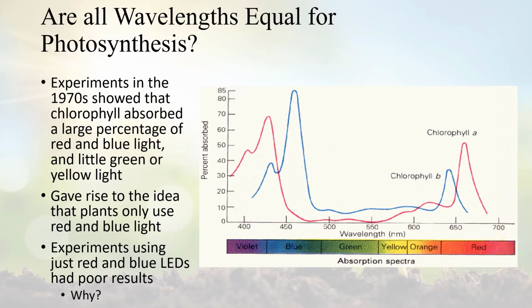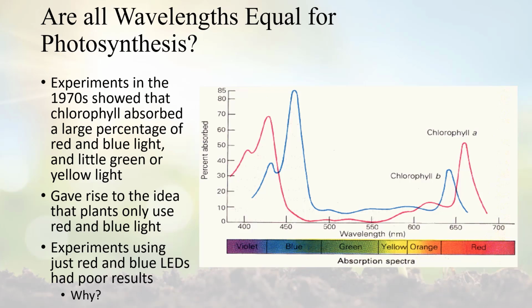But are all wavelengths of light equal for photosynthesis? Right? We just saw how there are different wavelengths of light that determine, at least when we're talking about light, the color of our light. Are all those colors the same for photosynthesis? Well, early experiments that were done in the 1970s showed that chlorophyll absorbed a large percentage of red and blue light and little green or yellow light.